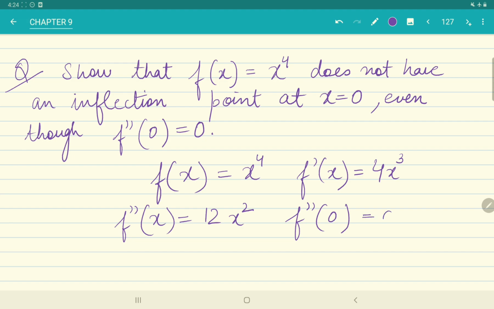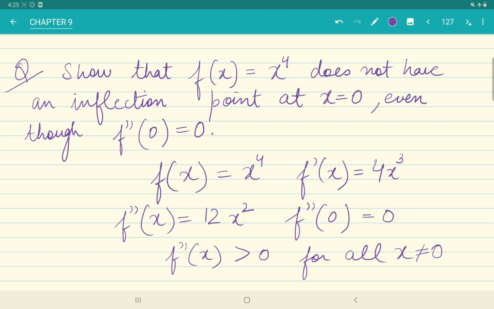And we have to be very careful that for all x not equal to 0, f double prime x is in fact greater than 0. So f double prime x is greater than 0 for all x not equal to 0. That means to the left of 0, f double prime is greater than 0. To the right of 0, also f double prime is greater than 0.